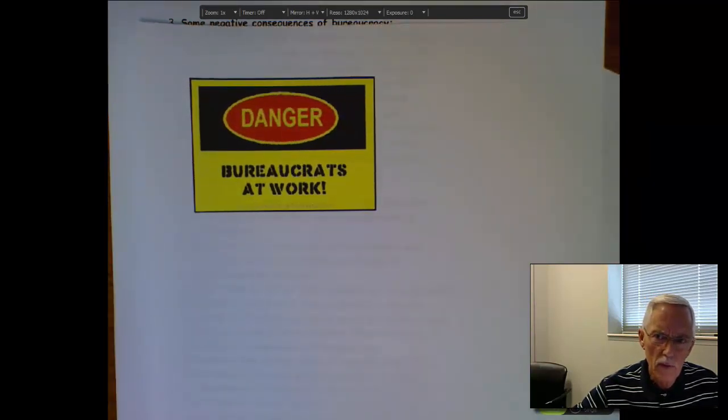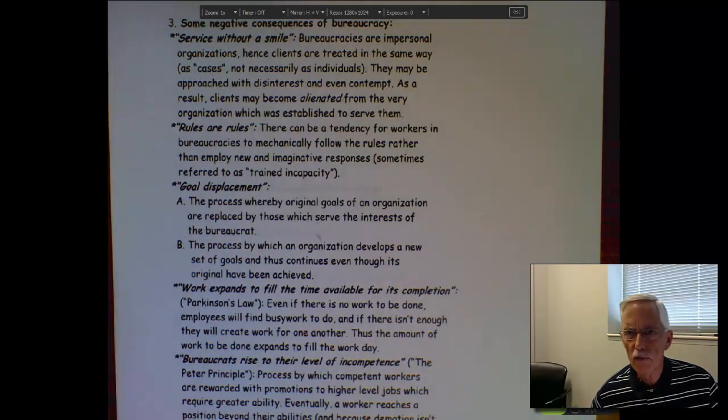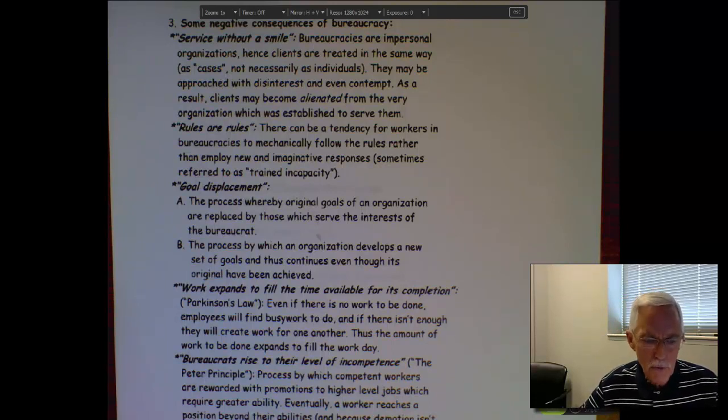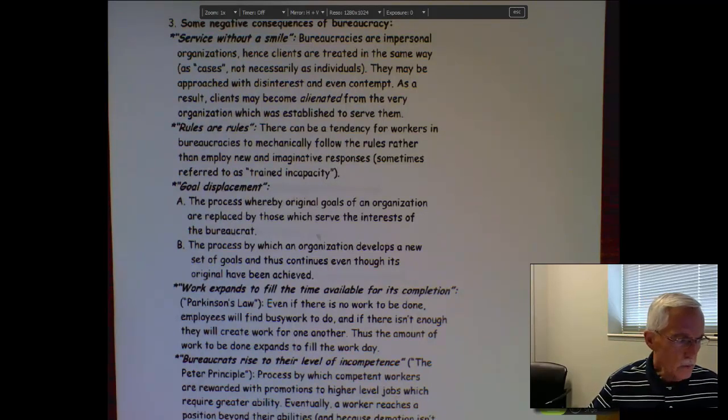Sort of like this. Let's look at some of these dysfunctions. Again, these are found on page 5 of your third study guide, and a number of them are highlighted in chapter 5 in the textbook as well. First and foremost, service without a smile.